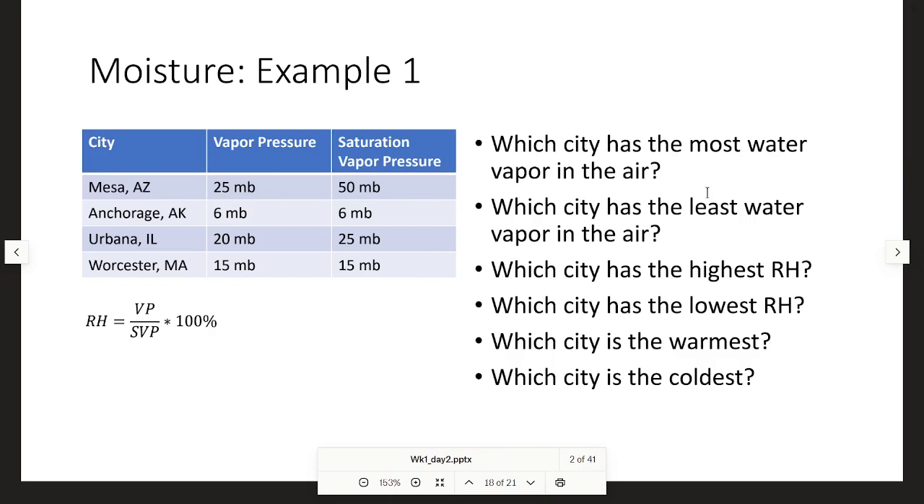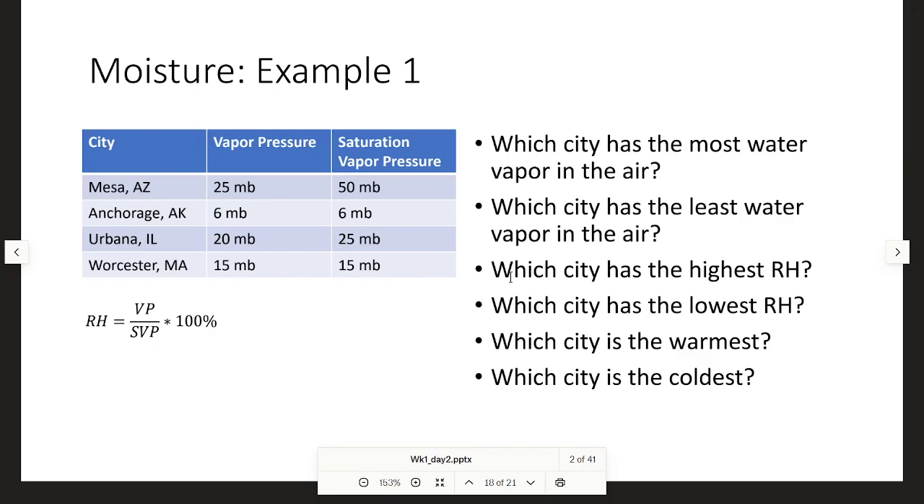Which city has the most water vapor in the air? You're going to look at the vapor pressure for this question. So 25 millibars is the highest vapor pressure. Even though these ones have 100% relative humidity, it doesn't matter, because there's more water vapor since the vapor pressure is higher in Mesa, Arizona. Which city has the least water vapor? Again, 100% relative humidity, but only 6 millibars of vapor pressure.